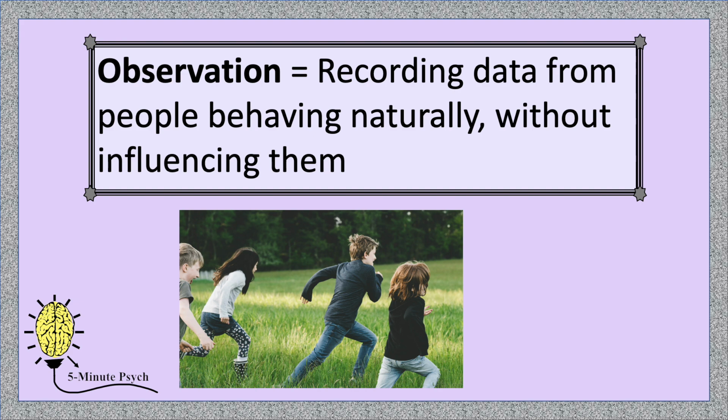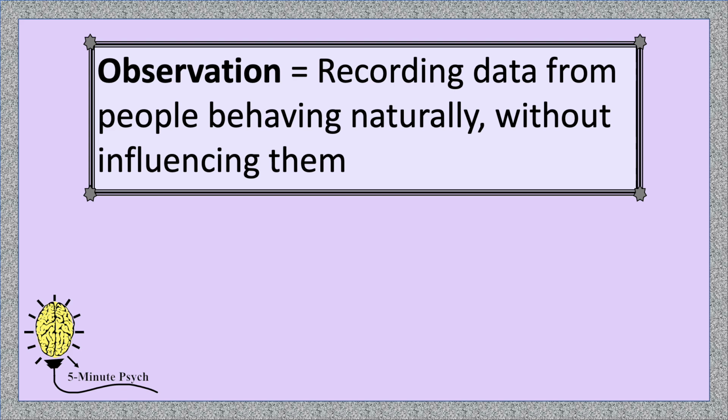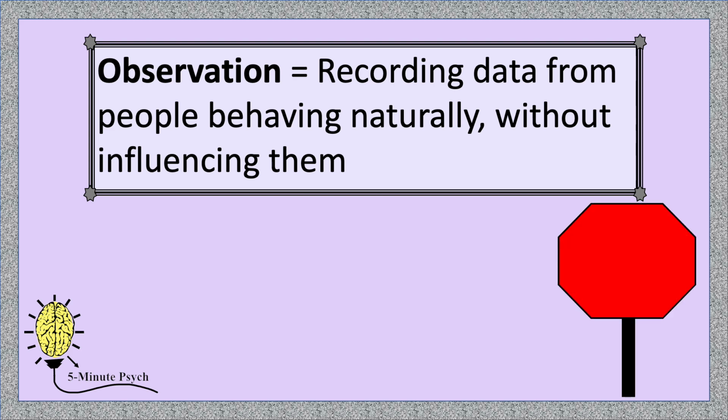Now, as you can imagine, the potential problem here with observation is the Hawthorne effect, or the finding that participants will act differently just because they know that you're watching them. In other words, the children's play behavior won't be natural anymore, and any data that you collect will be tainted.